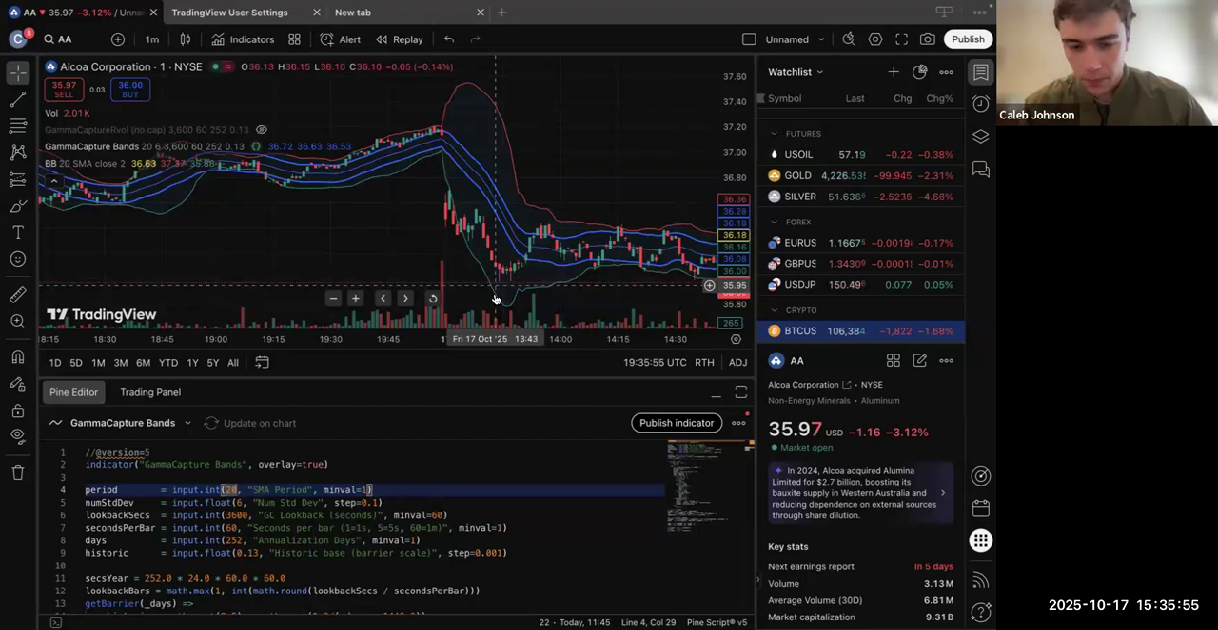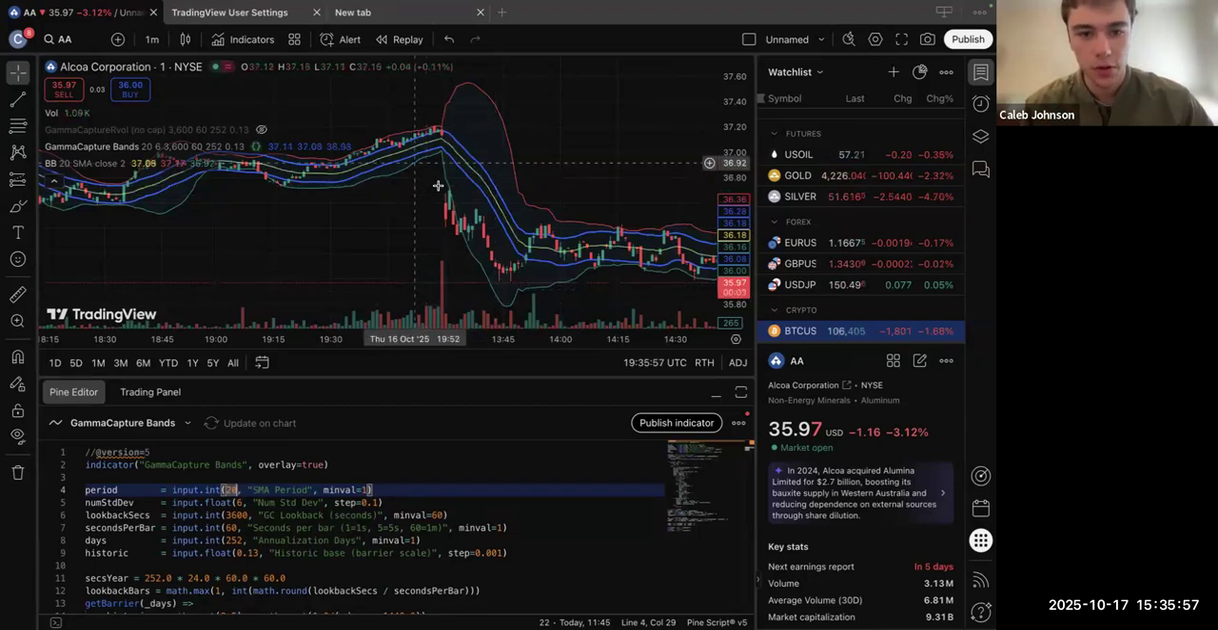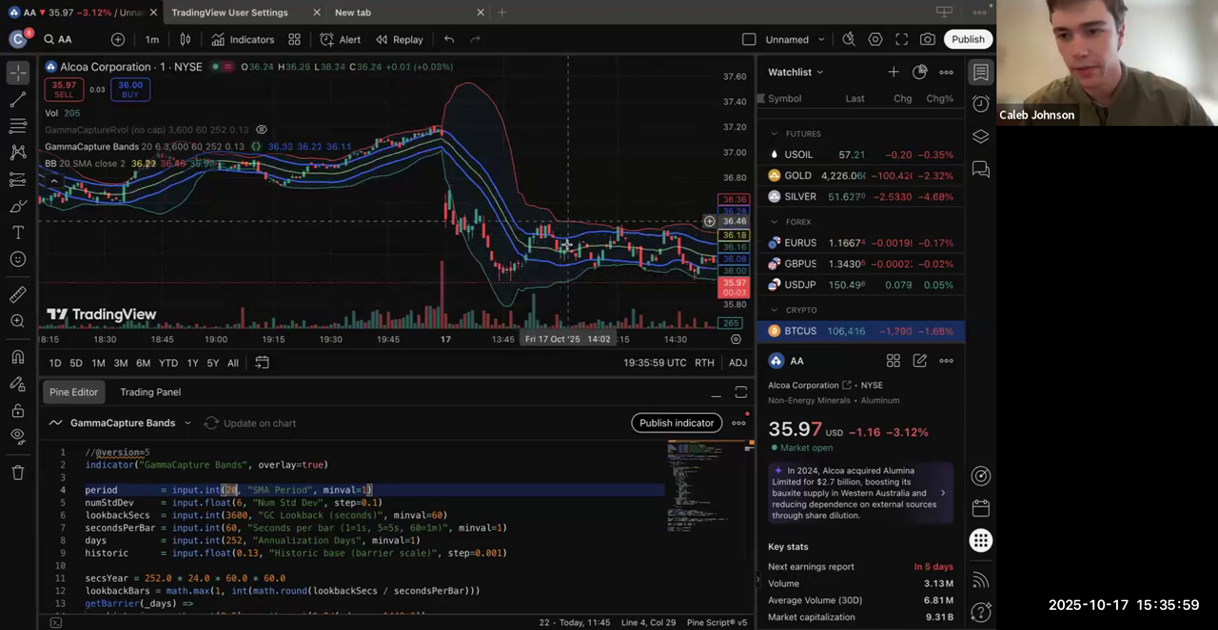For example, two Bollinger Band widths is two standard deviations from the simple moving average. And that means that the stock price should stay within the bands like 95% of the time, because it's two standard deviations away. Our gamma capture bands are hoping to tell you something similar, but we're hoping that they are more reliable than Bollinger Bands because they're smoother.